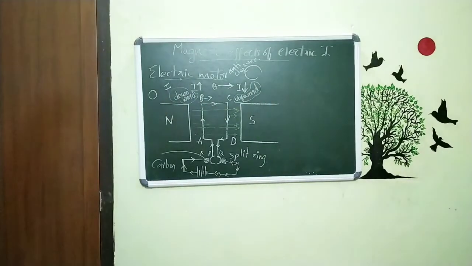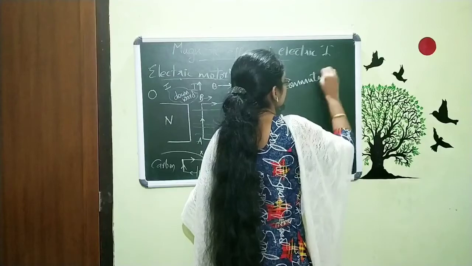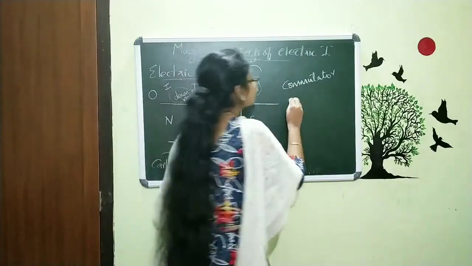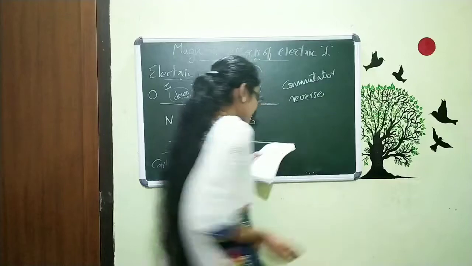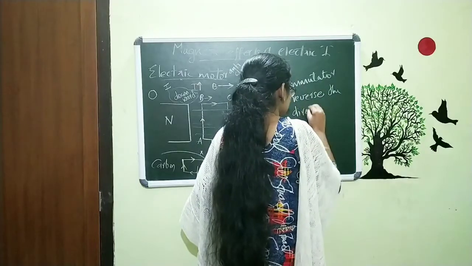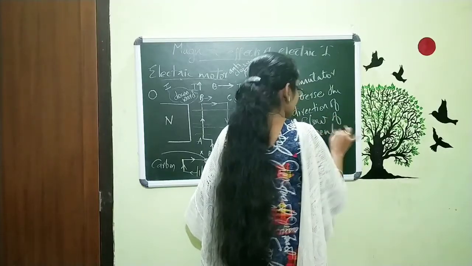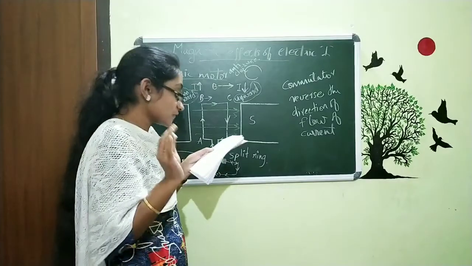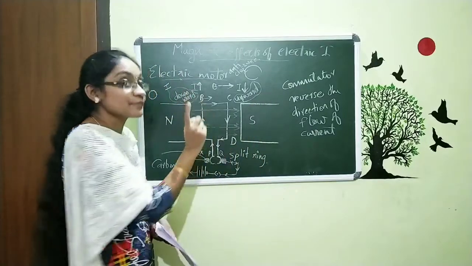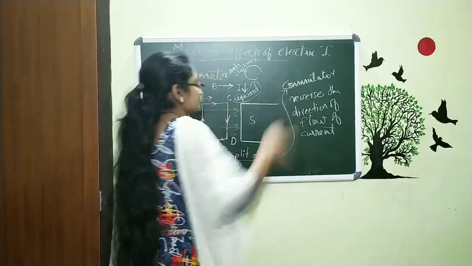So, we want to study about the commutator. Commutator means it is a device. A commutator is a device that reverses the direction of flow of current through a circuit or in a circuit. So, here the split ring acts as a commutator. You want to remember that, very important. Split ring acts as commutator.